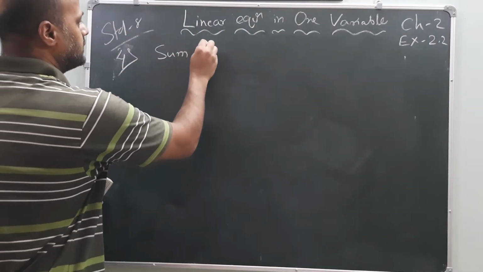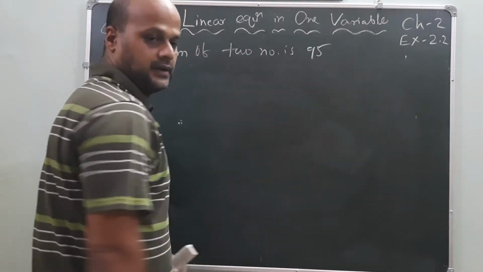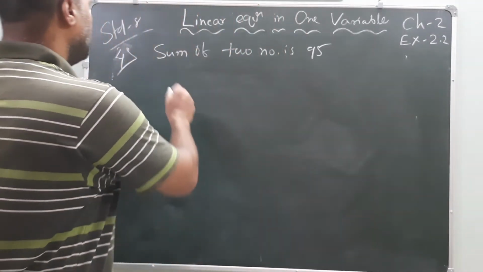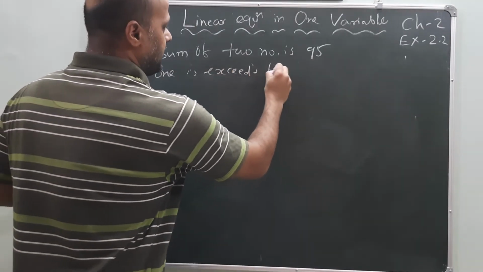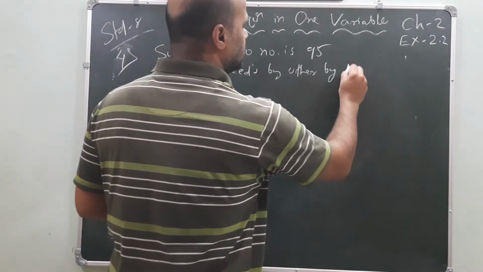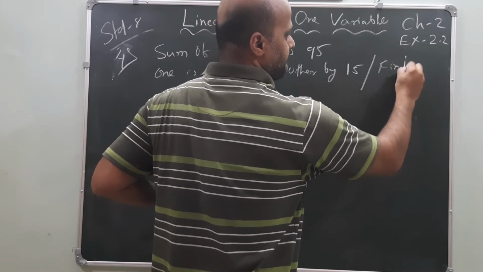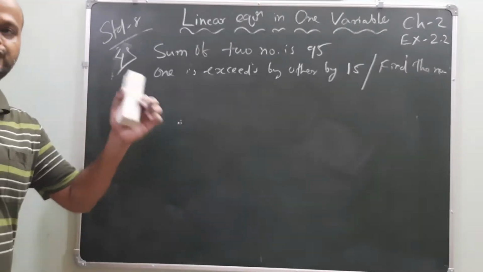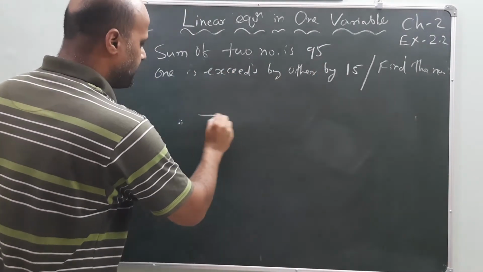Sum of two numbers is 95. It's saying that, again, it says that one exceeds the other by 15. One exceeds the other by how much? 15. Find the numbers. This is the statement. So read the statement carefully first. Sum of two numbers is 95.